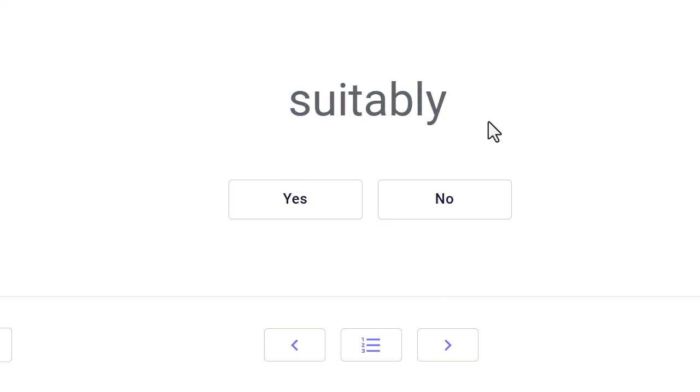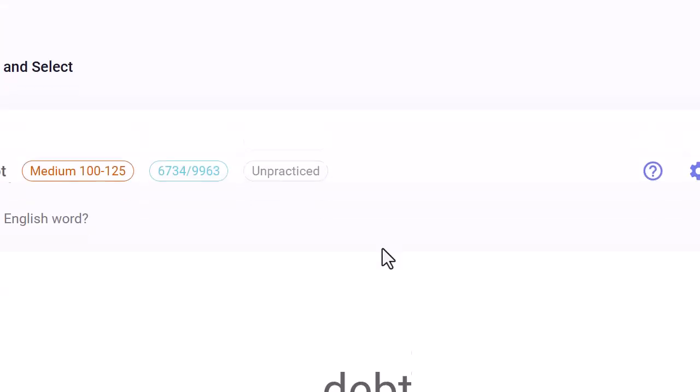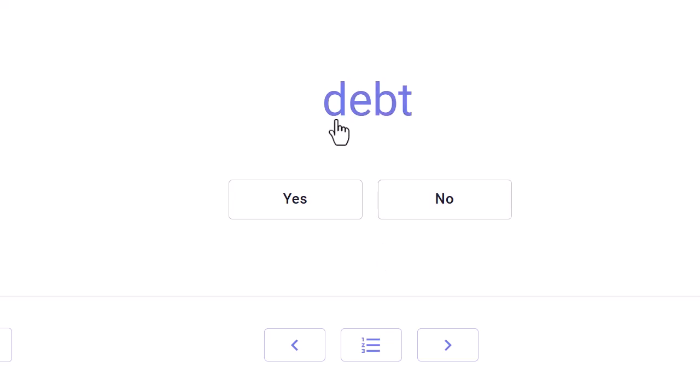Suitably, yeah, it's an adverb. To suit, suitable, suitably, like in a suitable manner, means when something is convenient for me or something matches my expectations or something like that, suitably. Debt, a noun. When you owe money to somebody or some organization, you have a debt. Yes, debt, of course.